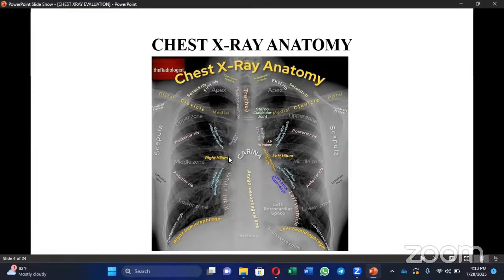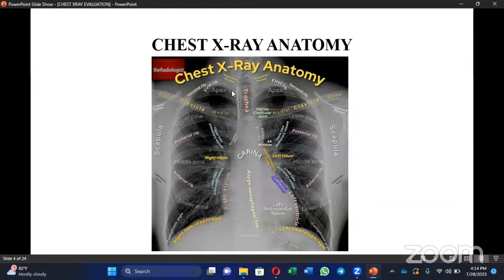Within the hilar region, so hilum is singular, and hilar is the adjective, all right? Within the hilar region, we have different structures. Aside from the main bronchus entering the hilum, we have pulmonary vessels also entering the hilum into the lungs, okay? We also have lymph nodes around the hilar region, all right?